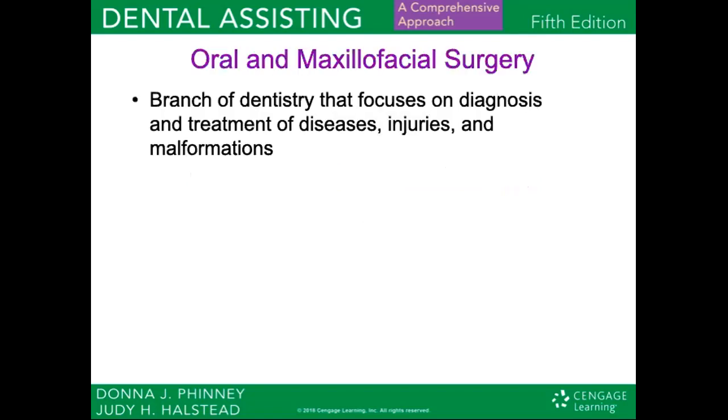So to start off with, I just want to define oral and maxillofacial surgery. It is the branch of dentistry that focuses on diagnosis and treatment of diseases, injuries, and malformations. This branch of dentistry involves surgery for both functional and aesthetic aspects of disease, injuries, and malformations.